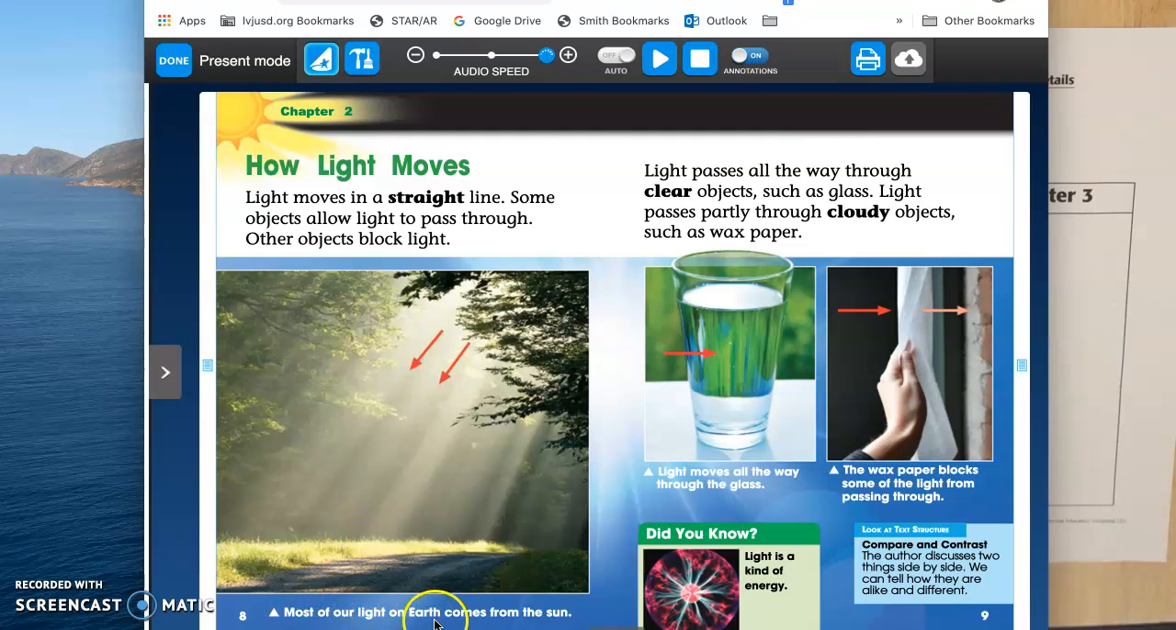Most of our light on Earth comes from the sun. Light moves all the way through the glass. The wax paper blocks some of the light from passing through. Did you know light is a kind of energy? And this is looking at the structure of this text. It's comparing things side by side so that we can tell the difference between the clear water and the opaque wax paper.